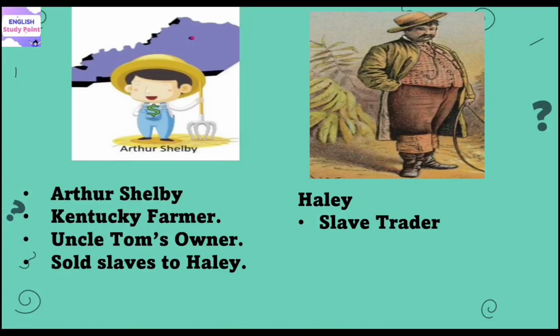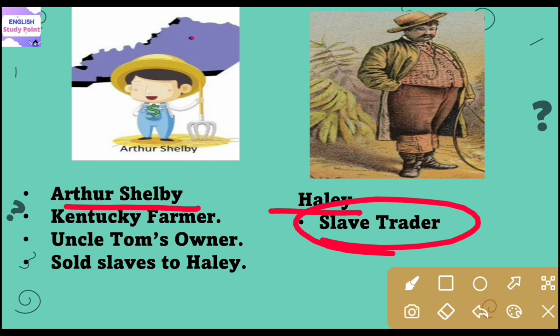Let's discuss the summary of Uncle Tom's Cabin. There is a character whose name is Arthur Shelby, and this particular man is in a lot of debt. ये बहुत ज़्यादा कर्जे में था. So he possesses a quality that he is very kind and affectionate to his slaves. But due to his debts, he is forced or compelled to sell 2 slaves to Haley. Haley is a slave trader, and the names of these 2 slaves are Uncle Tom and Harry.